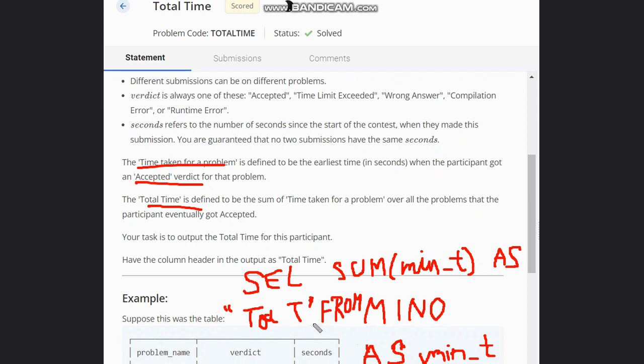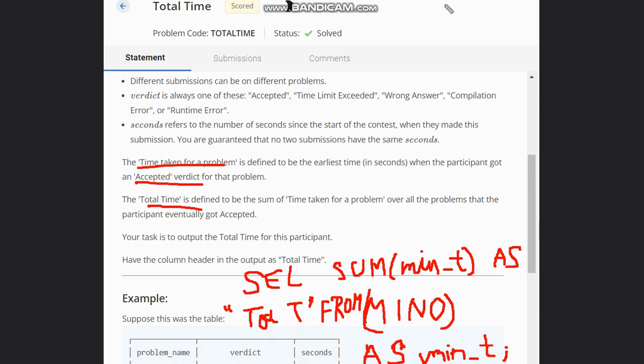As total time, from, then after from, put a bracket here and start writing: select problem name comma minimum of seconds as minimum time from submissions where verdict equal to accepted, group by problem name, in short min 0. And after min 0 ends, you can write as min time, and this query ends. So this is the solution.